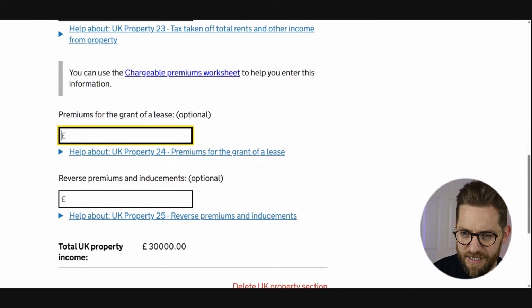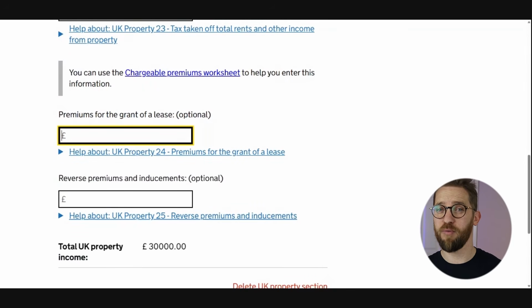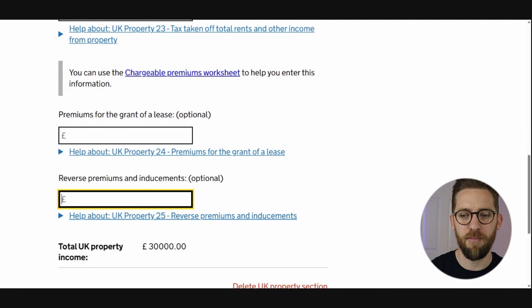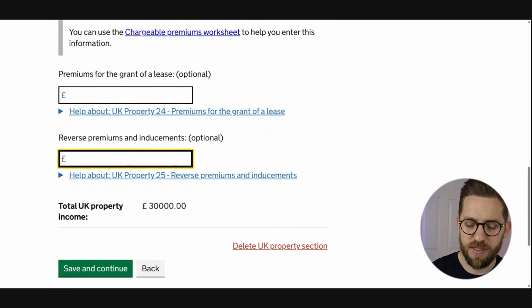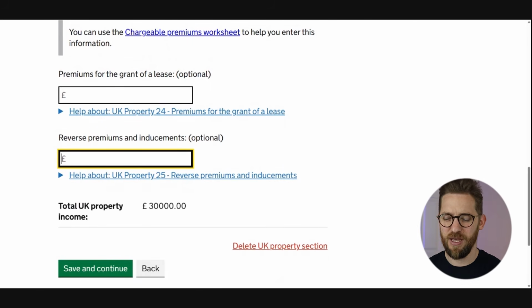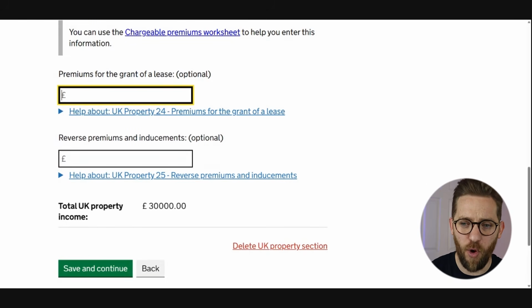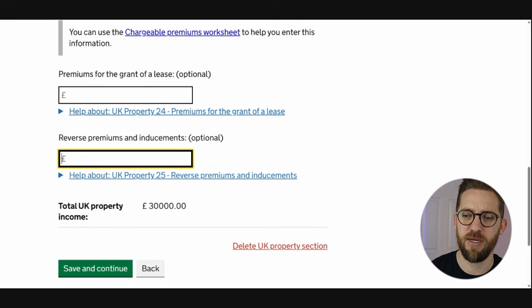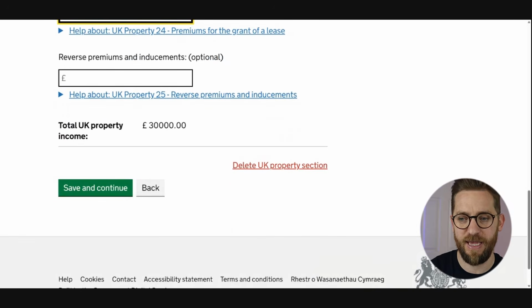Premiums for the grant of a lease. So if you own the freehold for a property, potentially you could sell off the leasehold, gain a premium for that, and you'd have to declare that income here. So it's a different type of property income. Reverse premiums. So reverse premiums, if I took an interest in a property and they paid me for taking that interest, I don't know any situations where I've known that to happen, but I guess it would be quite rare if you're completing your own tax return, but those are different types of property income that you could have here and you would declare here.